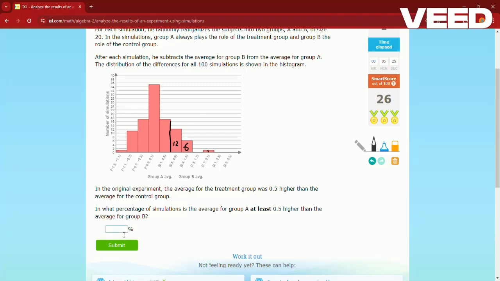I'm going to say that is 19%. You can see that's 12. This one is 6, and this one's just 1. So it's just 19. So we're going to check if it's correct or erroneous.